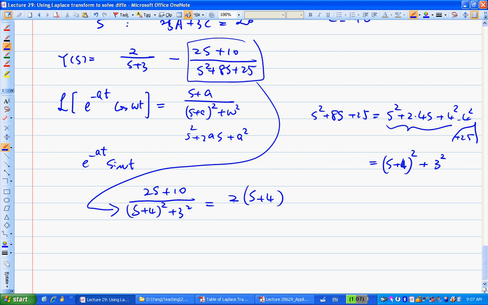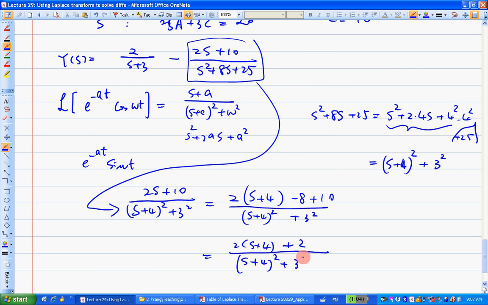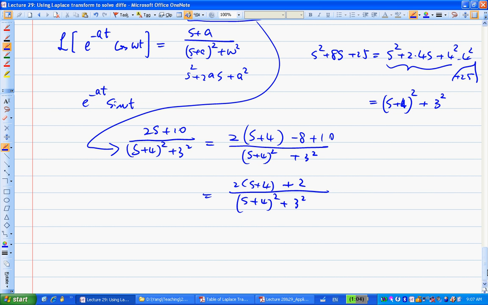Okay, so now I got 2 bracket s plus 4. Now, this 2 bracket s plus 4 meaning I have a 2s plus 8, right? So then I have to minus 8. Then plus 10. Okay. Over this s plus 4 square plus 3 square. Okay. So that gives me this 2s plus 4 plus 2 over s plus 4 square plus 3 square. So we're getting pretty close now.